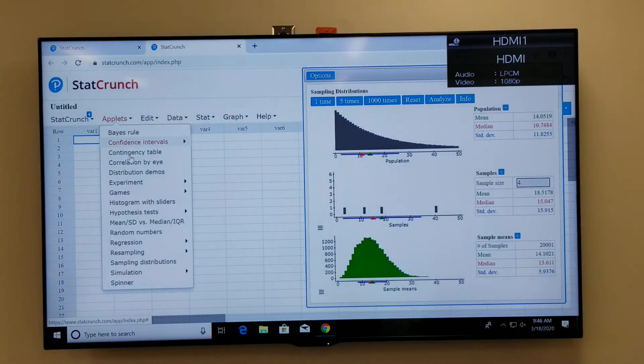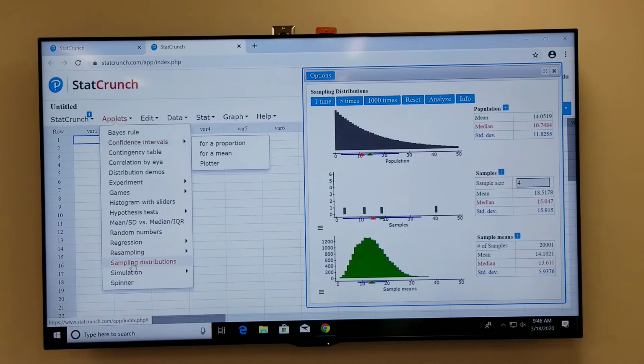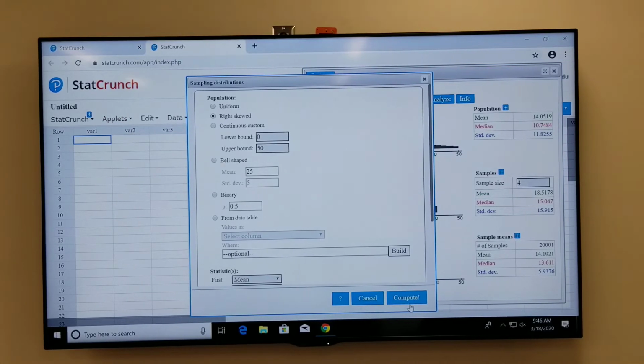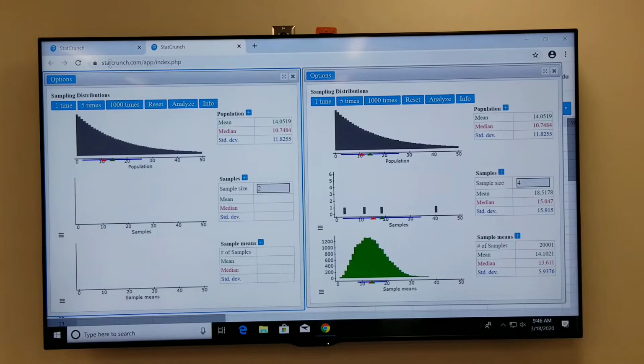Okay, so I'm going to pull up another simulation, the sampling distributions applet. I'm going to do another skewed right distribution as my underlying population. And this time we want to simulate taking samples of size 30. After collecting 1,000 samples of size 30, this is the distribution that I'm ending up with. Maybe I'll do this 20,000 times.